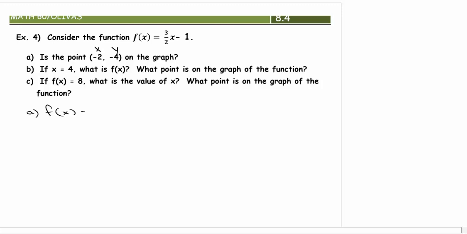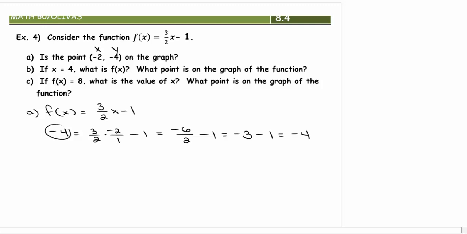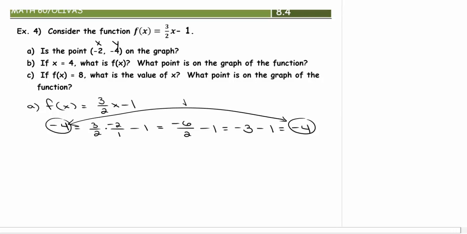f of x is equal to 3/2 x minus 1. But instead of f of x, I'm going to substitute negative 4. Instead of x, I'm going to substitute a negative 2. And now this is going to turn into negative 6 over 2 minus 1. Negative 6 divided by 2 is going to give me negative 3, and negative 3 minus 1 is going to give me negative 4. Yes, this came out true. See, both of these things are the same. So yeah, since this is a true statement, I'm going to say yes, this point is on the graph.